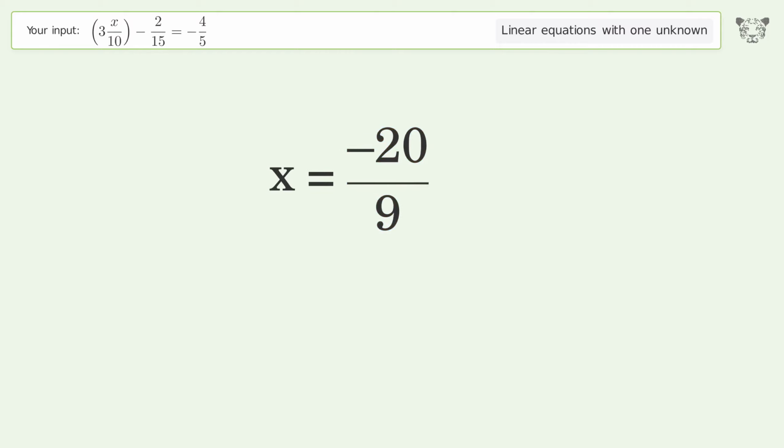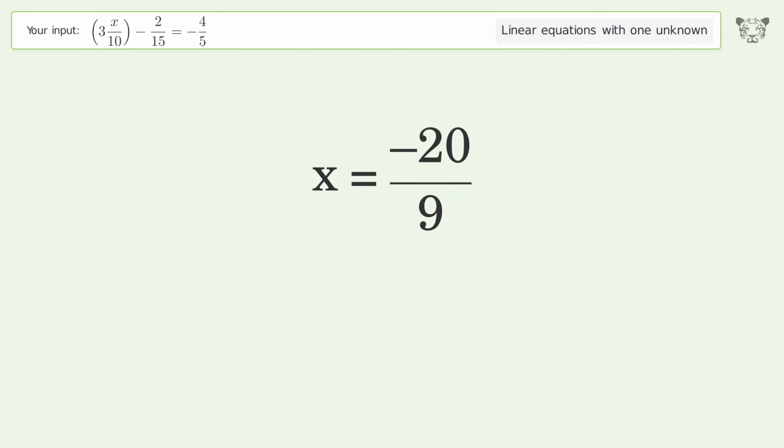And so the final result is x equals -20/9.